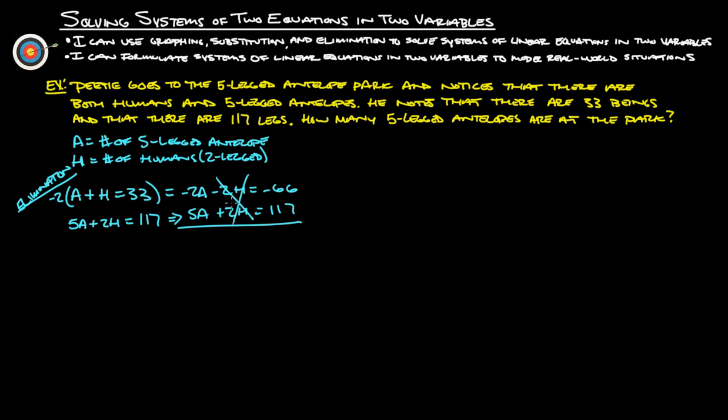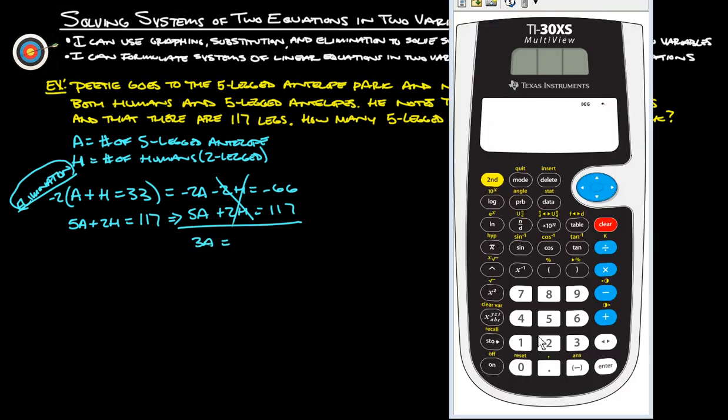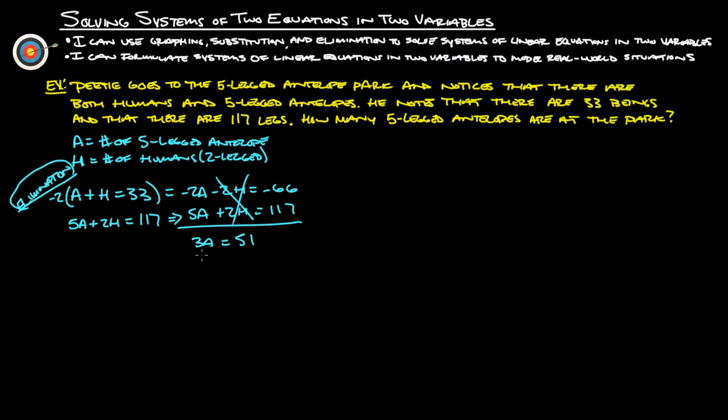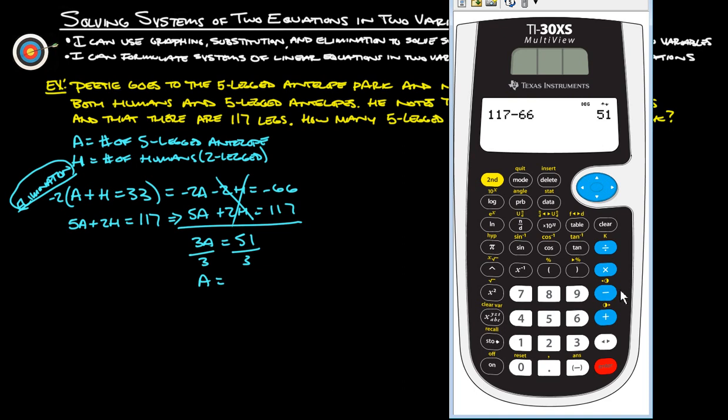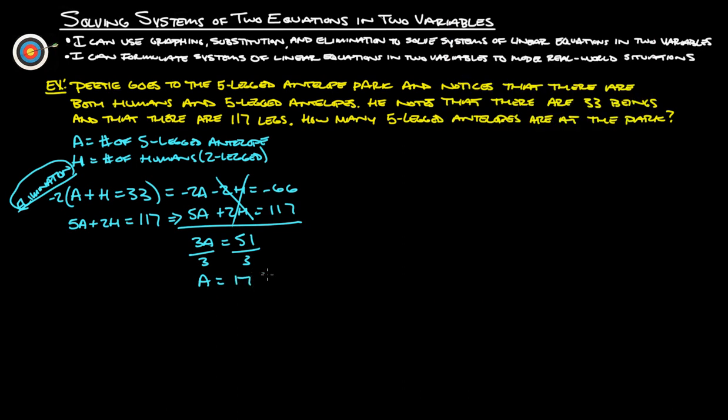When we add those two together, one of the variables is dropping out. That's why we call it elimination. We're eliminating one of the variables. Okay, -2a and 5a is 3a. And 117 minus 66 gives us 51. Divide both sides by 3, and we get that a is going to equal 51 divided by 3, which gives us 17 antelopes, and that's what they were asking for. How many 5-legged antelopes are there? There are 17 of them.